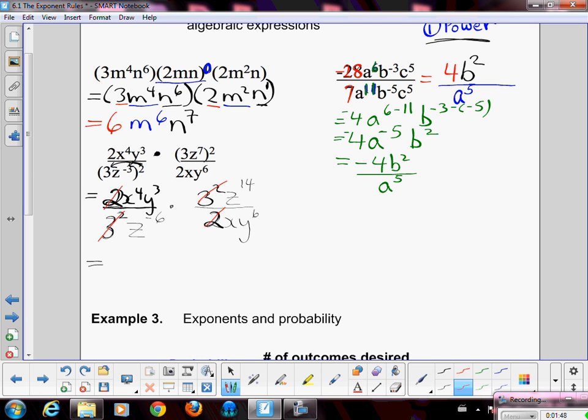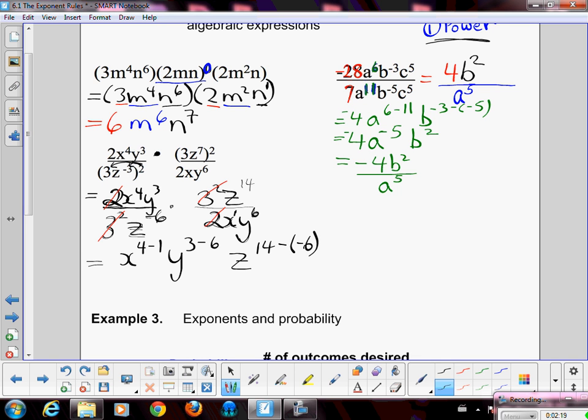On the top of the first, I have an x to the 4th. And on the bottom of this one, I have x to the power of 1. So that means I would have to subtract. My y on the first one is y cubed. And on the bottom here, I have y to the 6. So I need to subtract 6 because I'm dividing by it. Then I can see that I have z to the 14 on this one, and I'm going to subtract a negative 6.